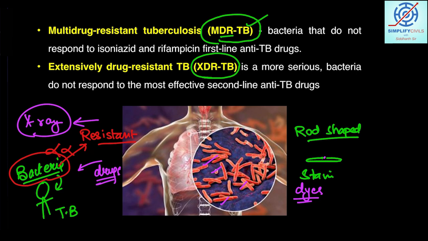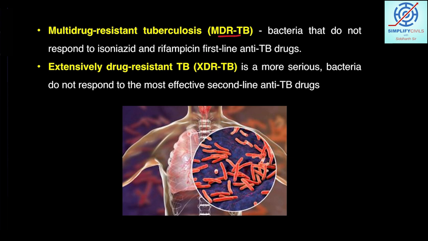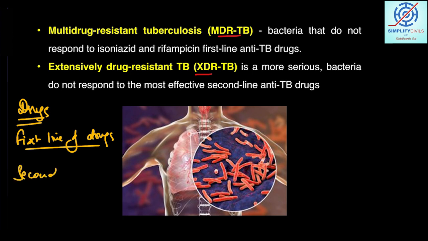What we want to say with respect to these two terms, so let's define these terms. The first term is MDR, the second one is XDR. While treating a tuberculosis suffering patient, we give some drugs in proper format. So there are some first line of drugs, then there are second line of drugs, and then there are third line of drugs. Some drugs are not that strong, they are mild. First these drugs are given to the patient, and then the doses and the type of the drugs are increased, and the combination is also taken care of.